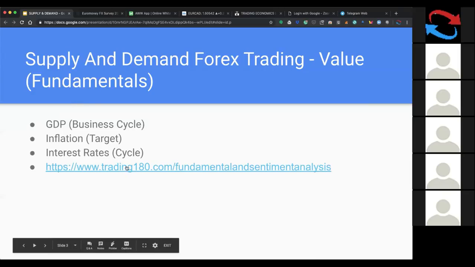But fundamentals and determining value is what we need to do when it comes to our directional bias and buying strength versus weakness. Anyone got any questions or anything like that?